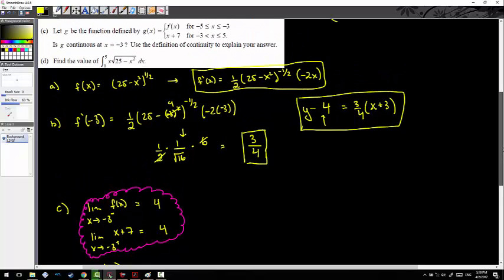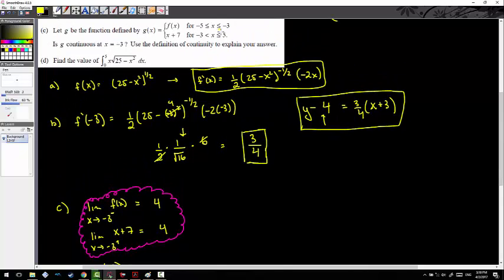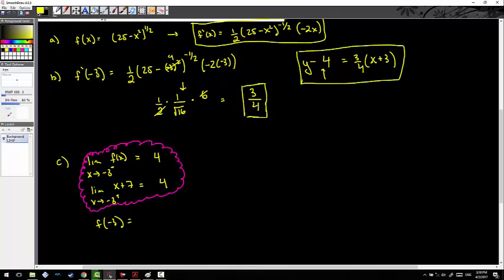So if I look back at the little piecewise function, the equal sign is underneath the negative 3 on the top. So f of negative 3 is going to call upon that half circle we just found, which is 4. And that is why we can say, therefore, that g is continuous at x equals negative 3. Boom. So that's the definition of continuity right here. And here's our explanation.